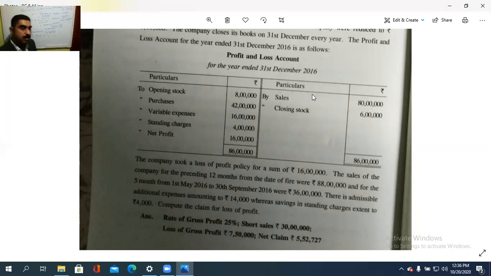That amount of gross claim will be GP on short sales plus additional admissible expenses minus the savings in insured standing charges. Then we are calculating the gross claim. Based on the gross claim, if the policy amount is high, then we need to apply the average clause. So gross claim into policy value divided by gross profit on annual turnover. That is 7,60,000 into 16 lakh divided by 88 lakh, upon 88 lakh, 25% we need to apply here. So finally we got this for the consequential loss policy. So clear?